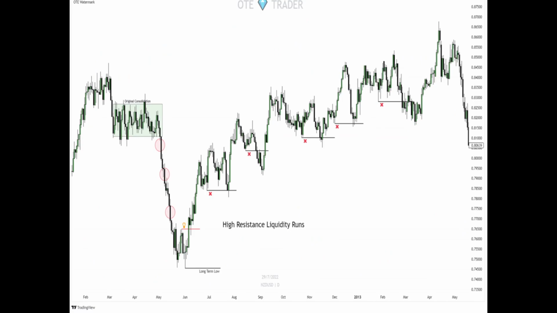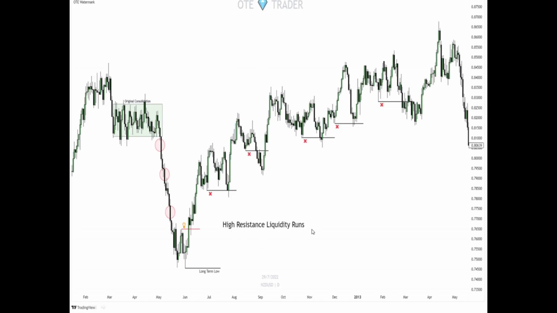What is a high resistance liquidity run, right? It already kind of says what it is, right? It has trouble to go and run more liquidity at one side of the curve. So looking at this chart, it's a New Zealand dollar, US dollar chart.